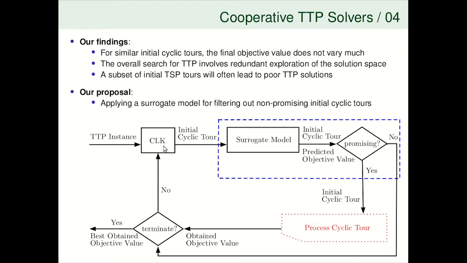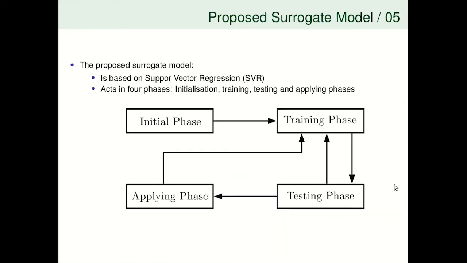As shown in this figure, after generation of any initial cyclic tour, it is given to a surrogate model, and the surrogate model predicts the final objective value, which means the final objective value if the given tour would be processed. If the predicted final objective value is promising, then the given tour can be processed. Otherwise, it is filtered out as a non-promising initial cyclic tour.